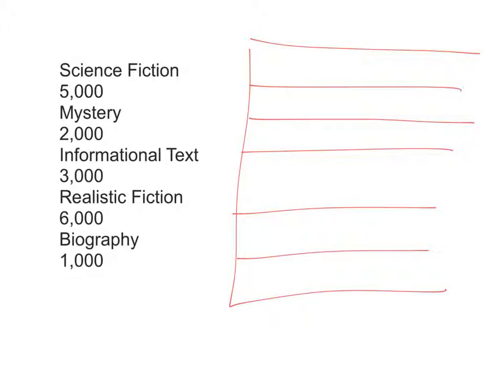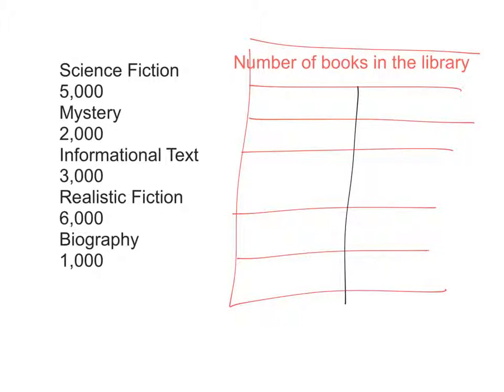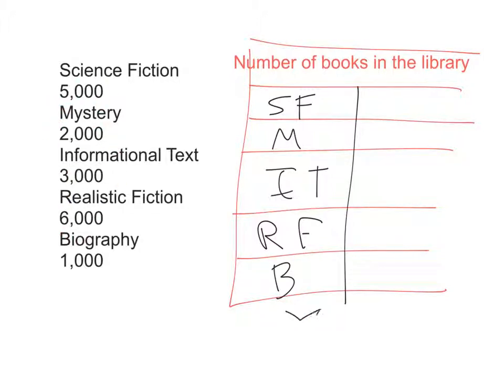Good. My title might be something simple like number of books, or I might add more information like number of books in the library. I am not going to create the whole pictograph here, but I want to show you what it might look like. I also need to write down the different categories. So I've got science fiction books, mystery books, informational texts, realistic fiction, and biographies. Now I need to think about what key I would want. Well, they're talking about books, so I might draw a book.